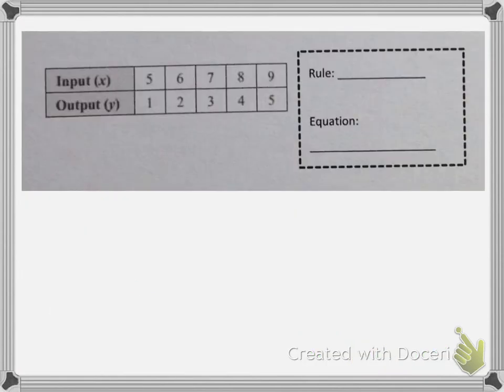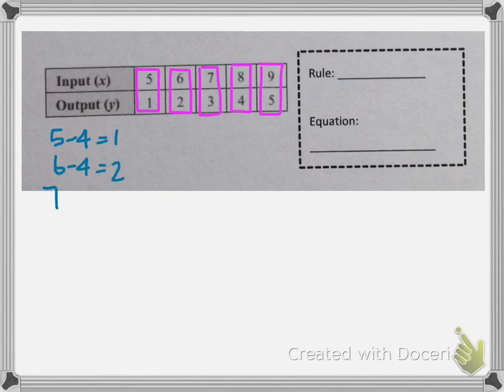Let's try another one. Let's compare our input and output: 5 and 1, 6 and 2, 7 and 3, 8 and 4, 9 and 5. And as I box in those numbers, I realize that there's nothing I can multiply or divide the inputs by to equal the outputs. But I can do 5 minus 4 equals 1. 6 minus 4 equals 2. 7 minus 4 equals 3. 8 minus 4 equals 4.